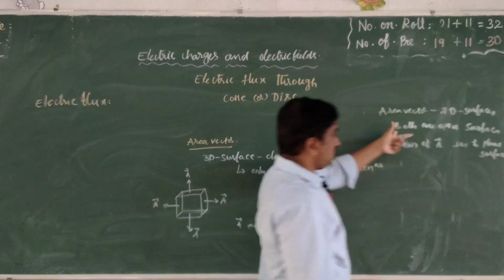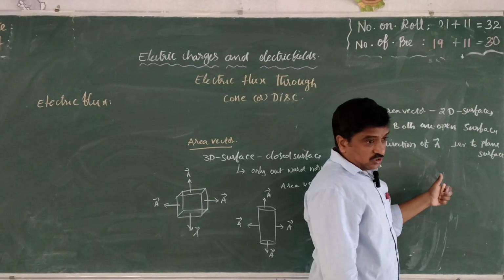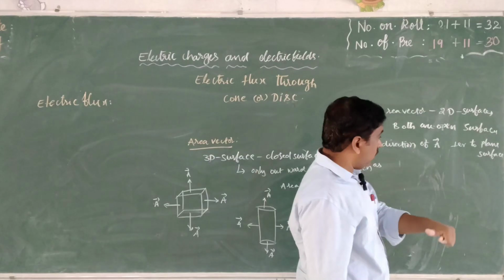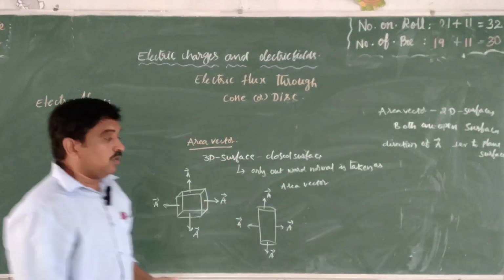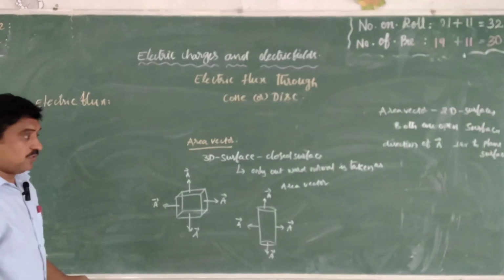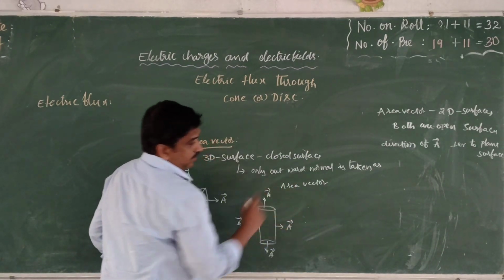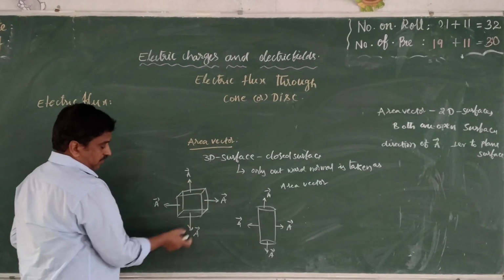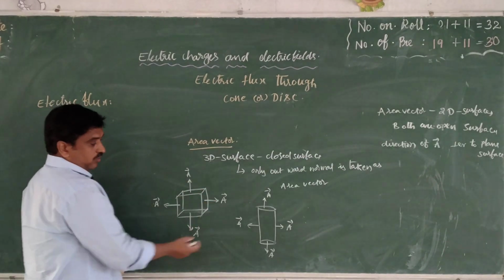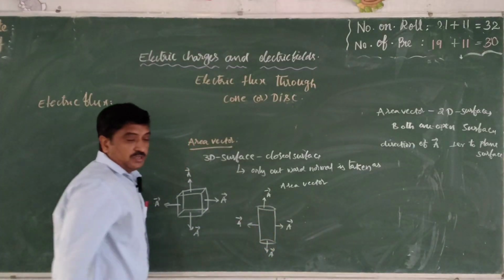But for 2D surfaces, both are open surfaces, that's why either upwards or downwards. That means there are two directions of the area vector for 2D surfaces. For 3D surfaces, only the outward normal is taken as the area vector.